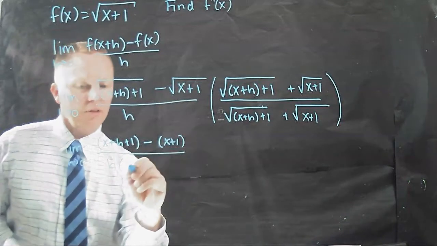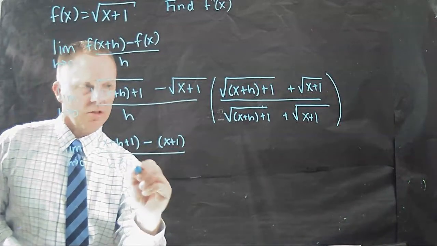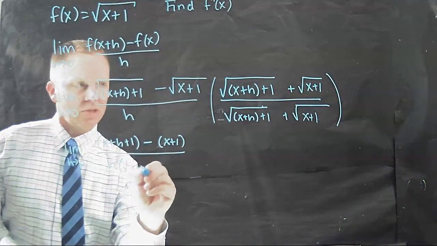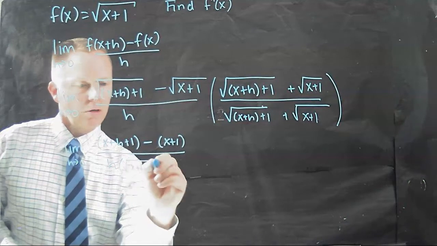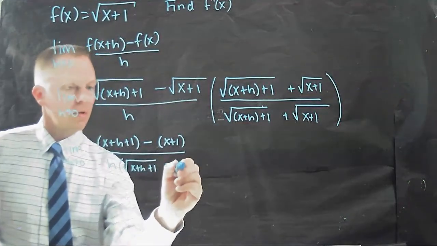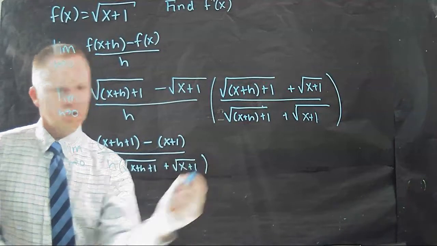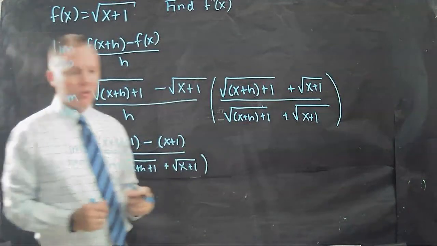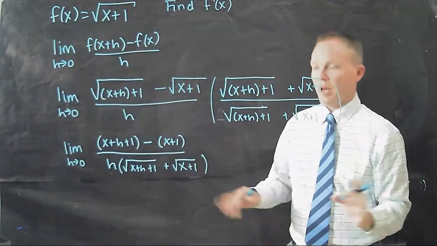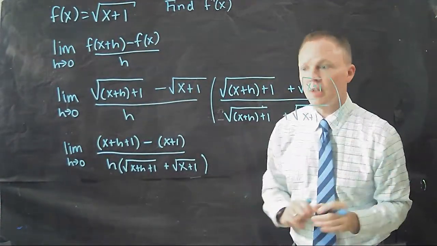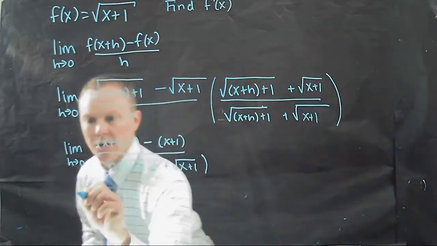Okay, and just leave it factored. Don't try to simplify this. Just leave this as the radical of x plus h plus 1 plus the radical of x plus 1. Just leave that factored in the denominator. Just leave it like messy. It's okay, because it's all going to clean up real nice. Here we go.